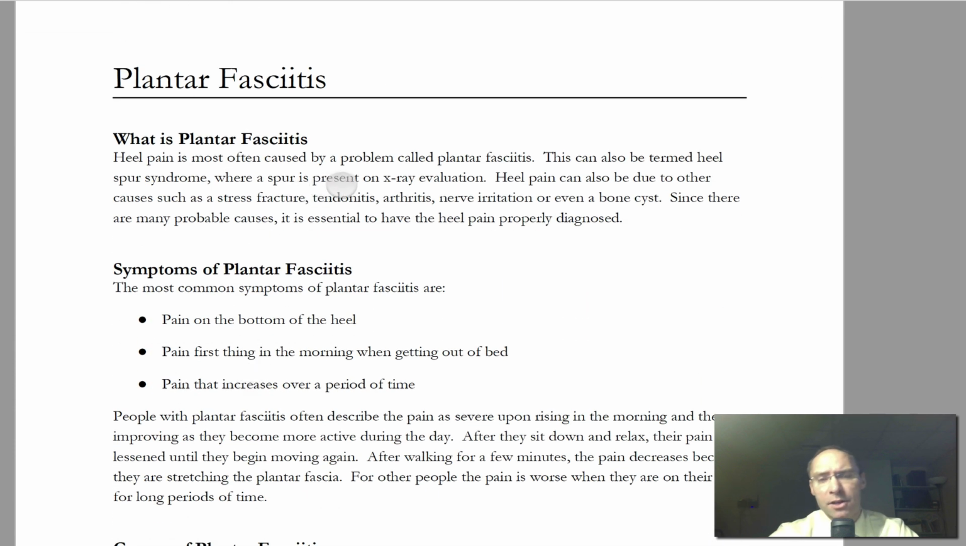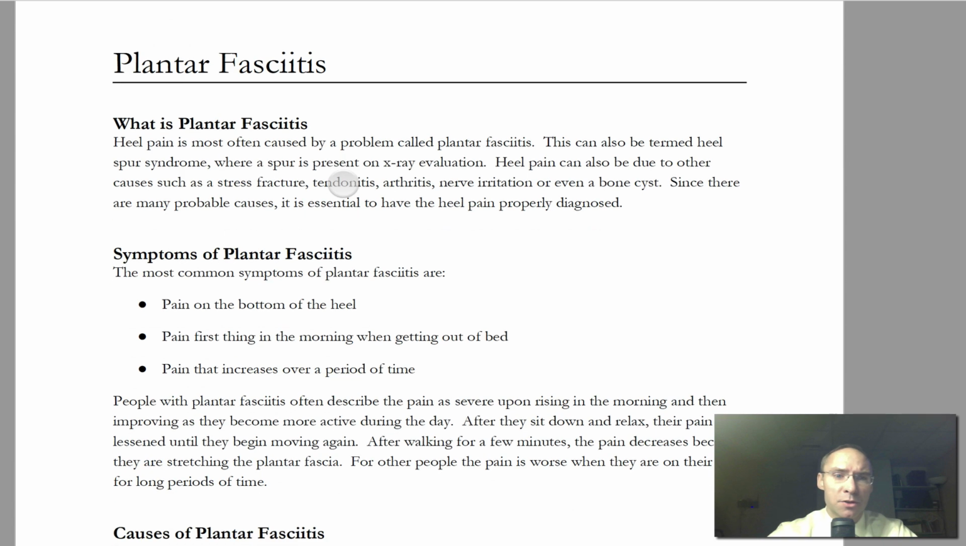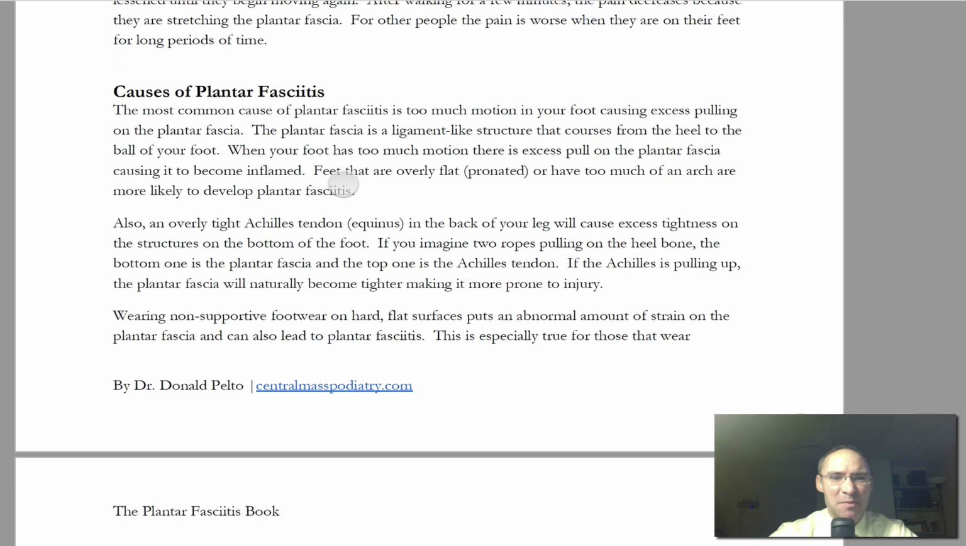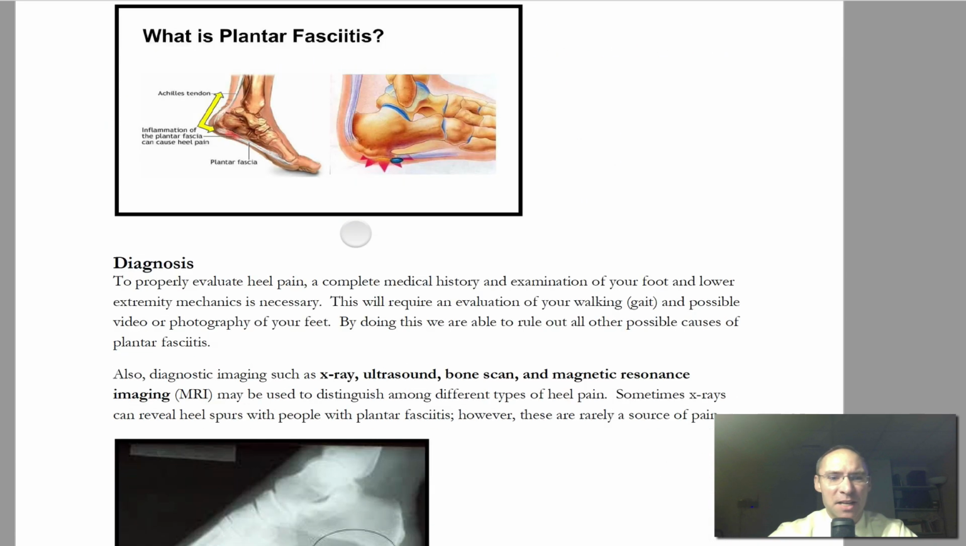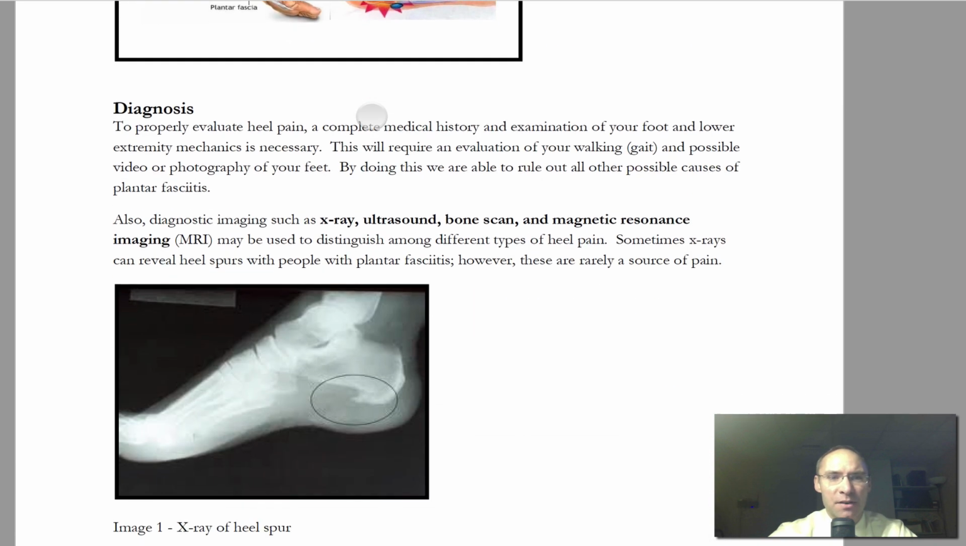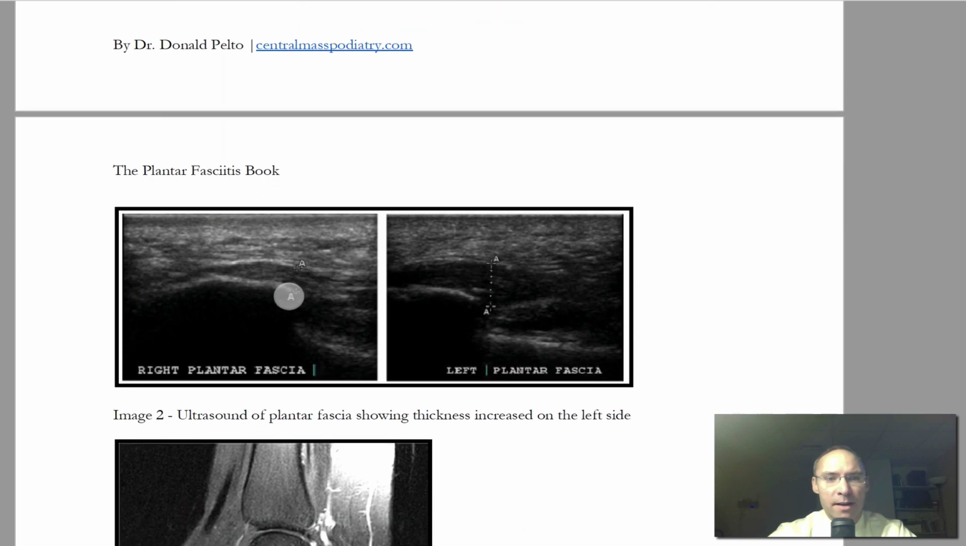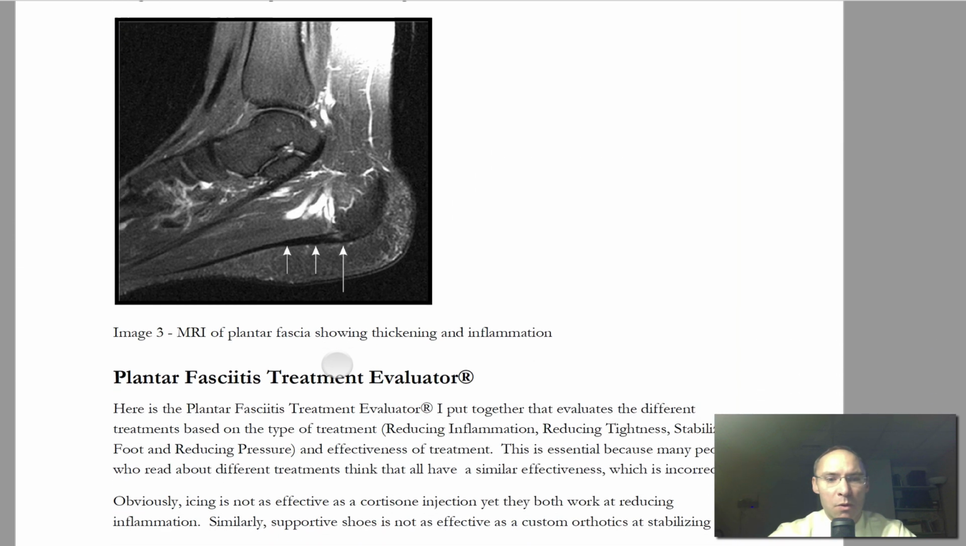So what is plantar fasciitis? Most of you know that it's caused by an inflammation on the bottom of the heel, not usually the spur. I'm not going to read this whole book for you, but you can read it. Some of the symptoms, some of the causes, some videos, some images that I put in here, kind of explaining the different diagnostic treatments such as an X-ray, diagnostic ultrasound, or an MRI.